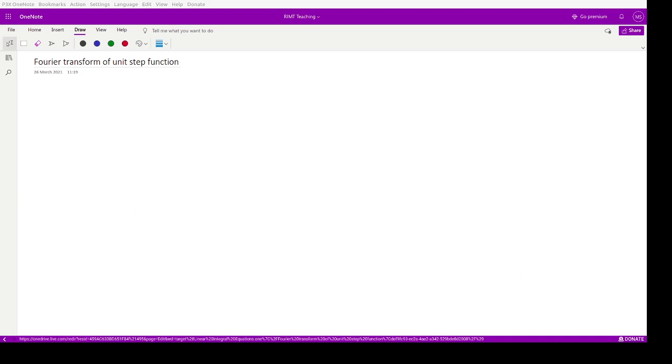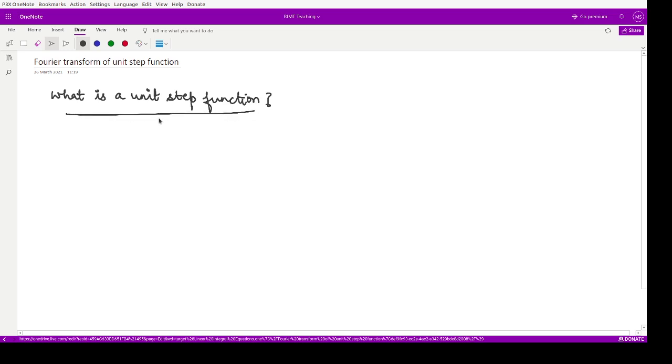So today we shall see what a unit step function is and how we can calculate its Fourier transform. So the first thing is, what is a unit step function? The unit step function is denoted by u of t and it is defined as 0 whenever t is less than 0 and 1 whenever t is greater than or equal to 0.